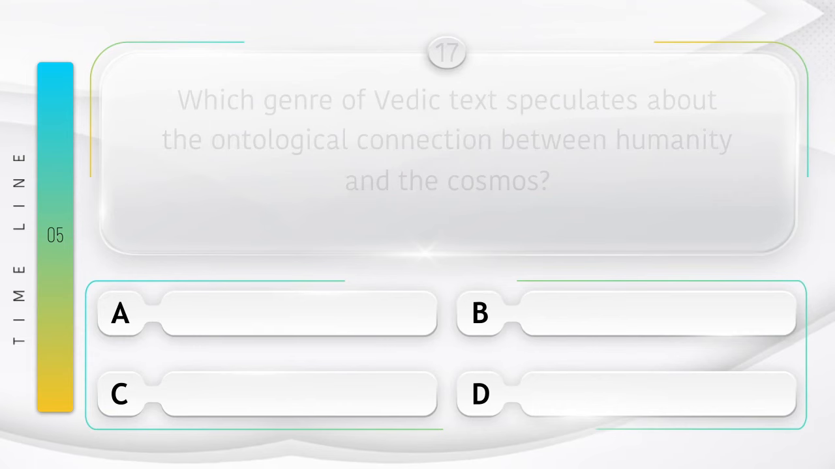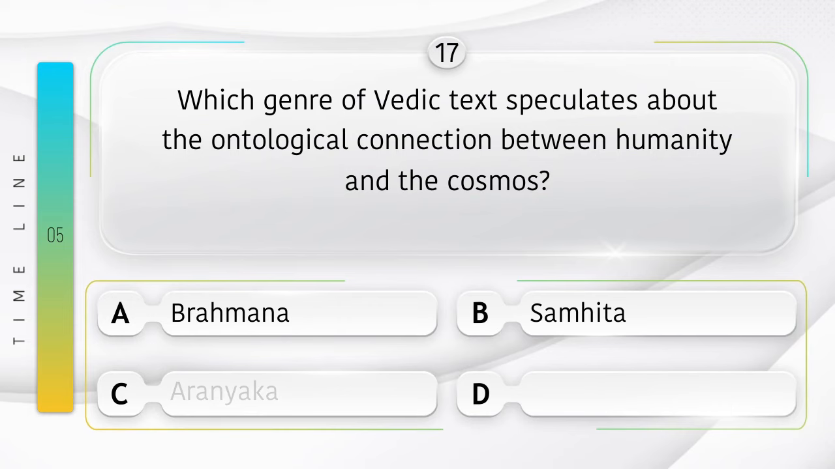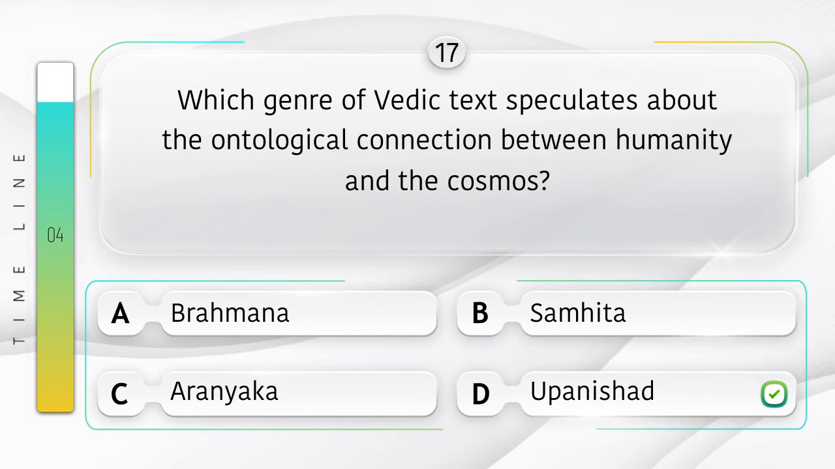Which genre of Vedic text speculates about the ontological connection between humanity and the cosmos? Option A. Brahman, B. Sanhita, C. Aranyaka, D. Upanishad. Answer is option D. Upanishad.